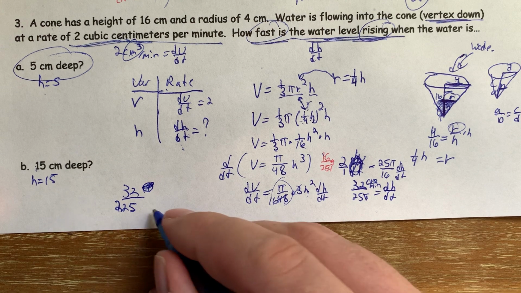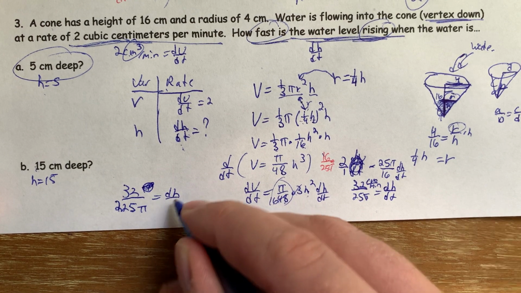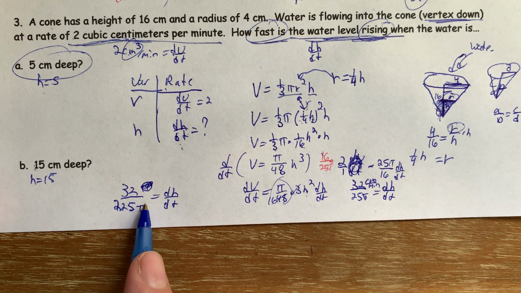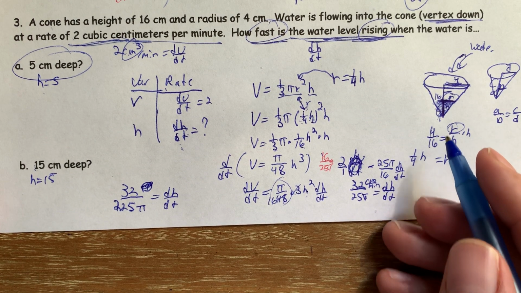15 times 15 is 225 pi. And that just goes to show you that the rate of change really depends on where the water level is, and that should make sense.